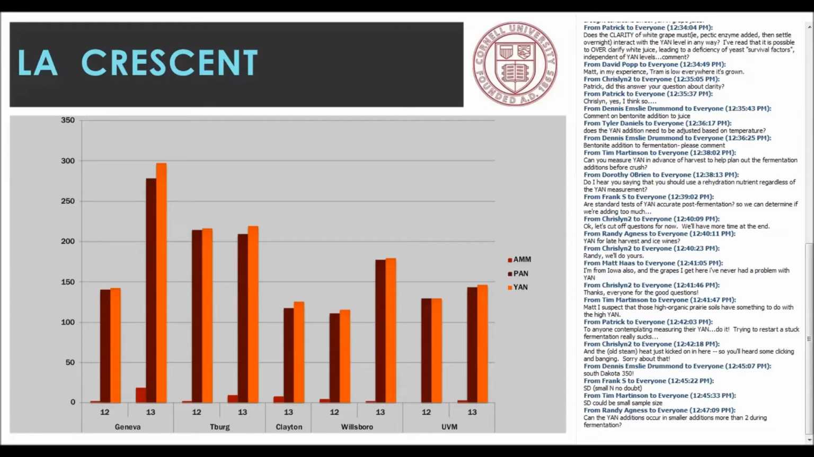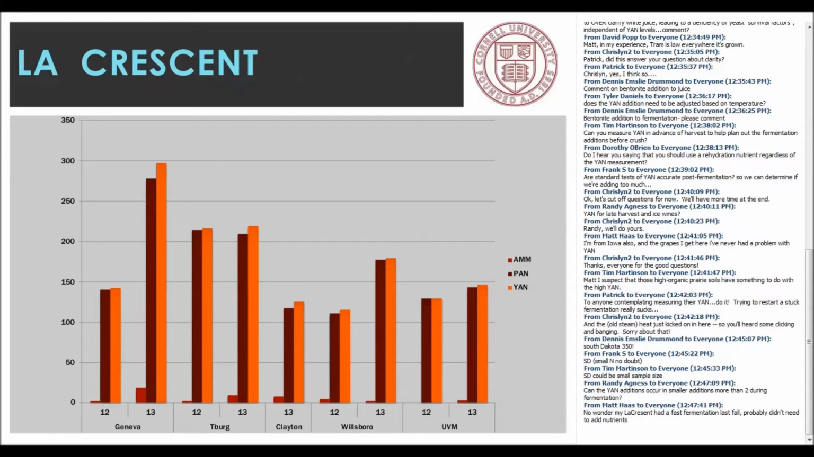For comparison, for some of the work we're doing in New York, we have gotten quite a few samples of La Crescent over the last 2 years, and we have been measuring ammonia, primary amino nitrogen, and YAN. If you look left to right here, our growing sites were Geneva, Trumansburg, which is about 40 minutes south of Geneva down near Ithaca, a collaborator we work with. Clayton, which is our collaborator way up in the Thousand Islands near the Canadian border. Willsboro, which is another northern test site in mid-state between Geneva and the far north. And UVM, Vermont, worked with us in the Northern Grapes Project, and we've been getting grapes from them.